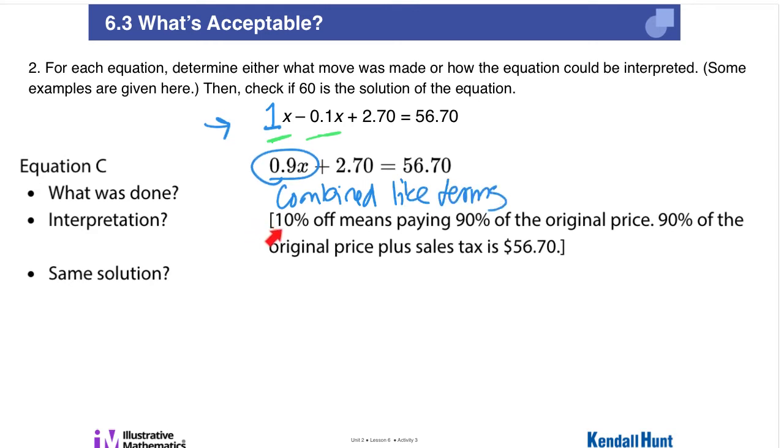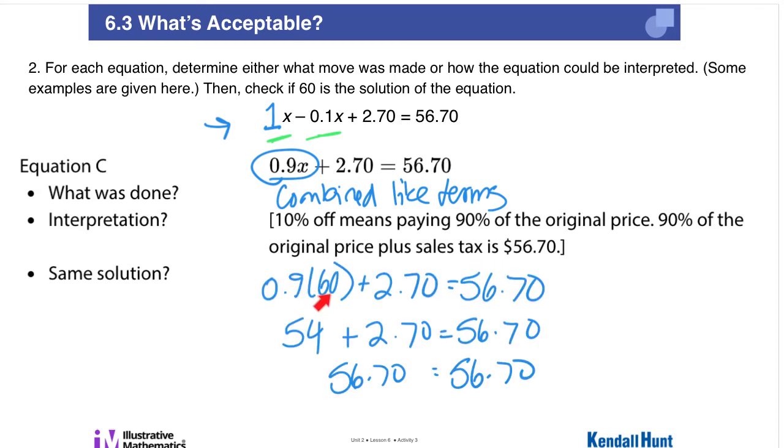The interpretation here helps it make sense too. 10% off means that you end up paying 90% of the original price. So it's 90% of the original price plus sales tax is $56.70. When I plug in 60 to that equation and I evaluate it through, I can see that I end up with 56.70 equals 56.70. So yes, this one also has the same solution.